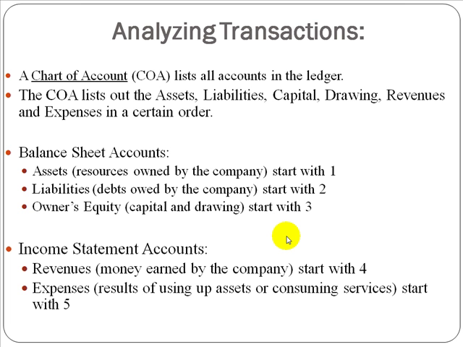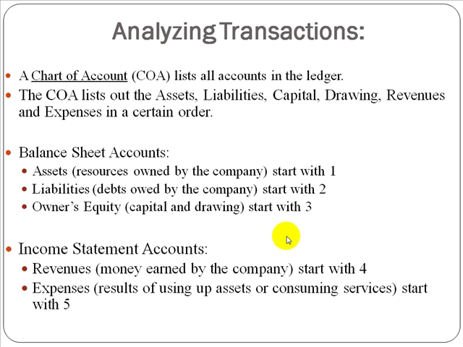Balance sheet accounts, which are listed first, are your assets. These are items that are owned by the company. They start with a number 1. Second, liabilities are listed. These are debts owed by the company. They start with a number 2. Owner's equity accounts, such as capital and drawing, are listed third.